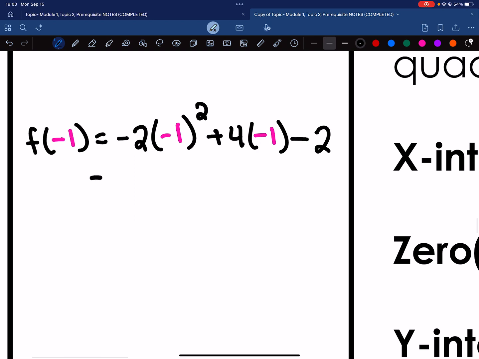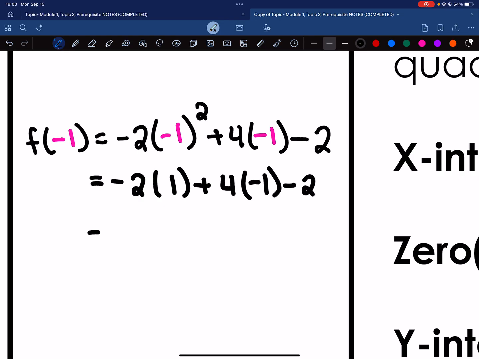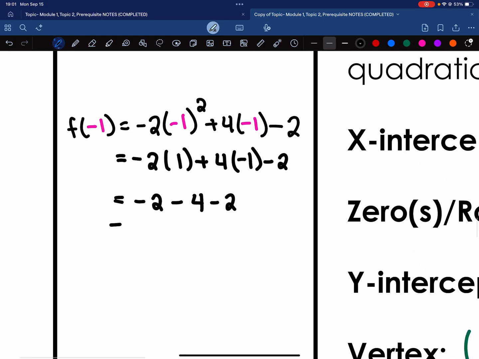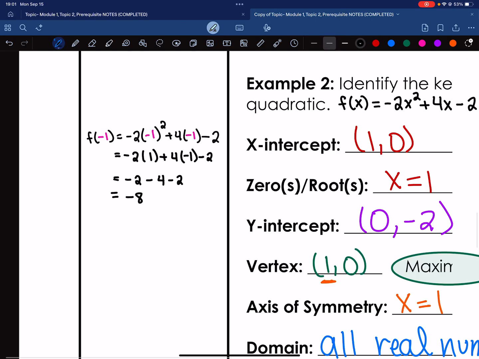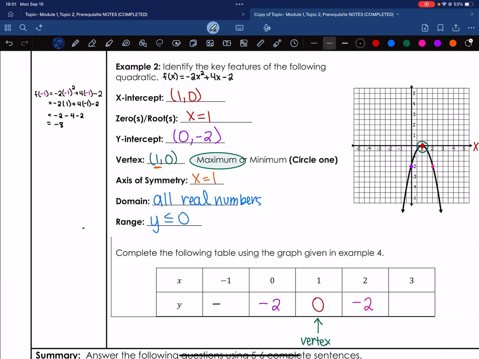Then we're going to use order of operations. So order of operations says we take care of exponents first. So -1 to the second power is -1 times -1, which is just 1. Okay, so we're going to take care of that first. Then we're going to multiply. -2 times 1 is -2. 4 times -1 is -4, minus 2. And this would give us -8. So that is the y value at -1, which if the pattern holds true, it should be the y value at 3, but let's double check.